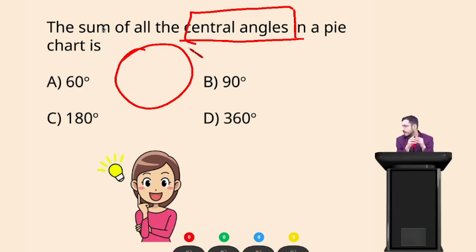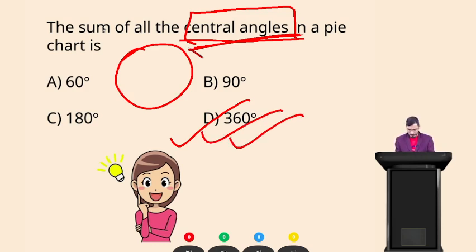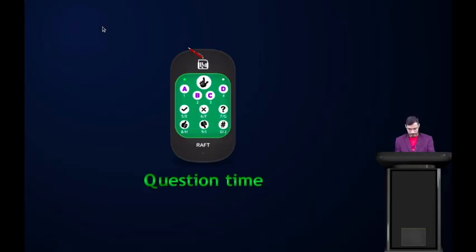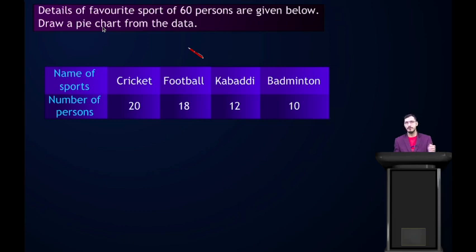Okay students, time's up. The right answer is, you can see, central angles. The sum of all angles in the circle is 360 degree. So the right answer is option D. Remember, always 360 degree is the right answer here. Now let's move to another part. We have one more example here.